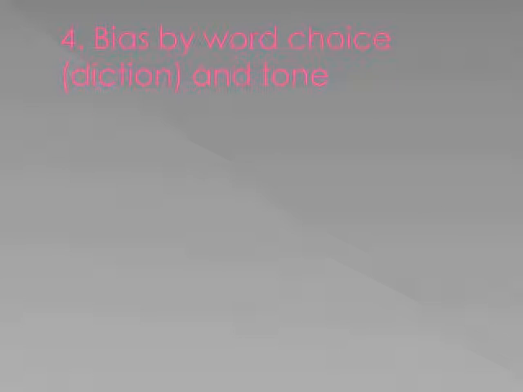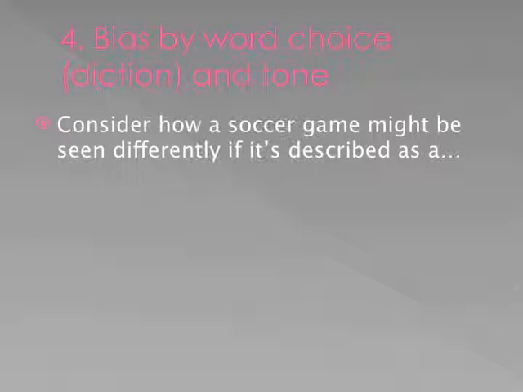Number 4, bias by word choice, diction, and tone. I've really focused a lot on this because I think this is the easiest. I mean, it's easy to overlook, but it's also easy to spot if you're looking for it. A lot of times the words that we choose to use inspire or create the tone of the article. So let's just say I'm writing an article about the soccer game. And sorry, North Lincoln, but you happen to lose. If I say in the article, North Lincoln suffered a loss, there's 2 negative words here. Suffered, which has a negative connotation, and loss.